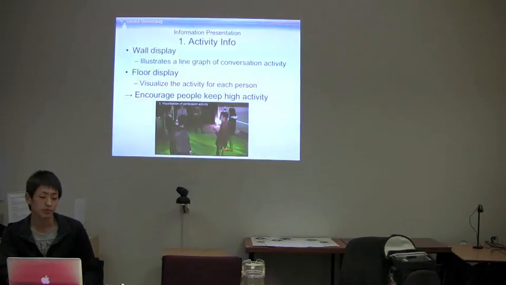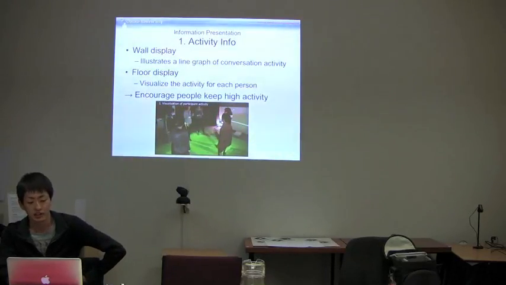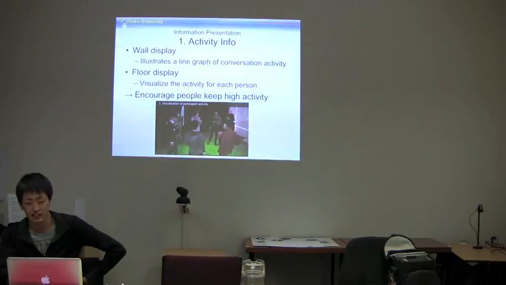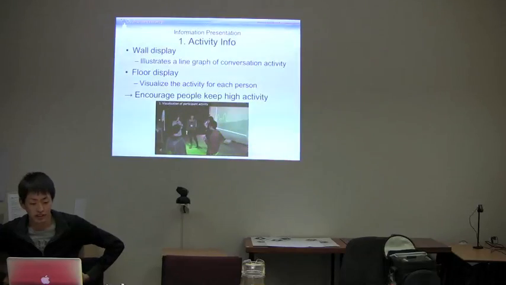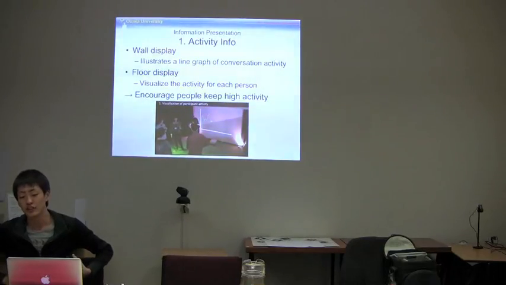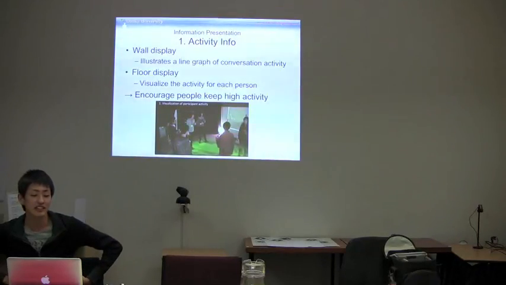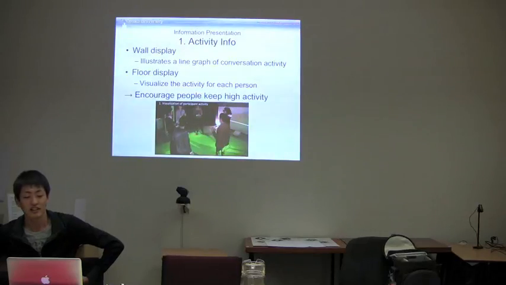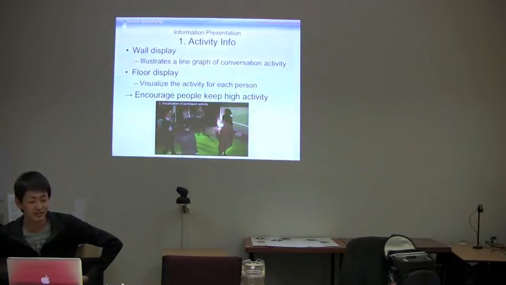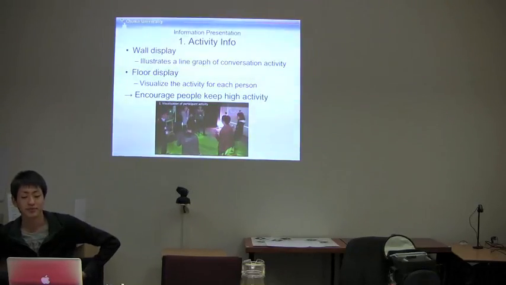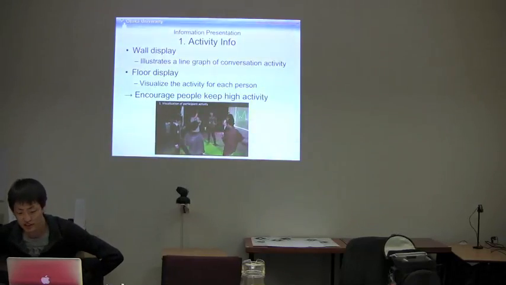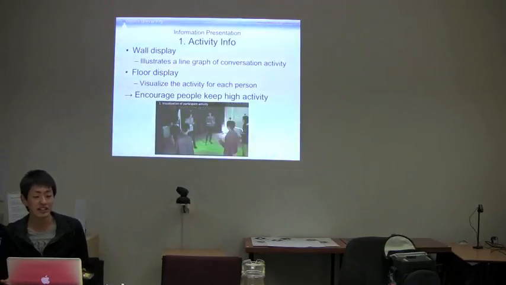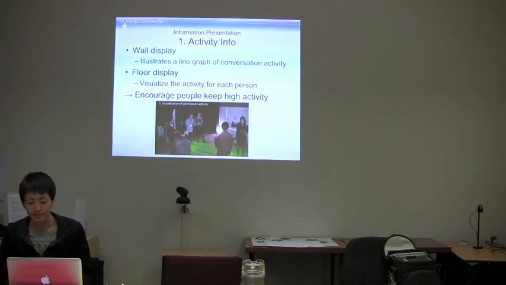In the activity info, displays show the participants' conversation activity calculated every 10 seconds. On the wall displays, the transition of the conversation activity is illustrated in a line graph. On the floor, the activity for each participant is visualized like a heat map. With this visualization, we expect that participants observe their activity and try to keep it high.